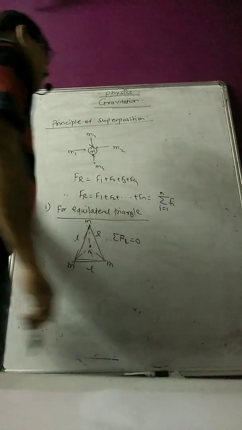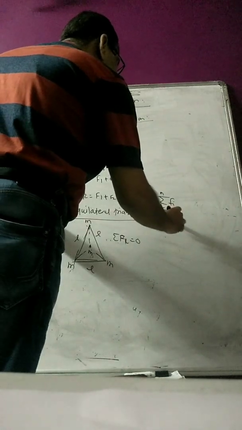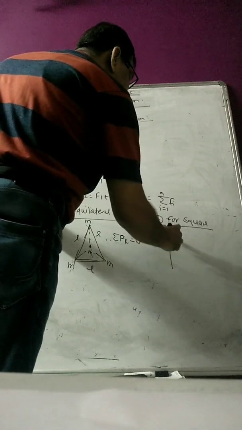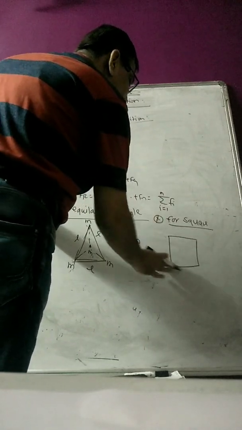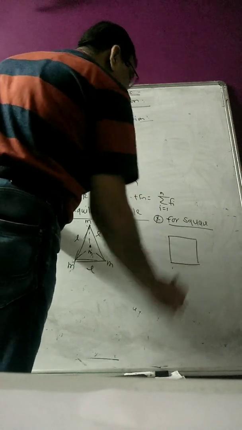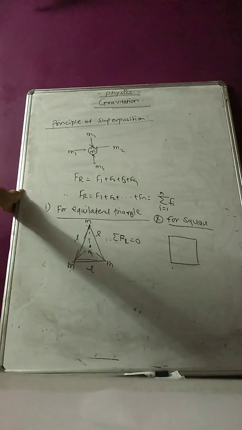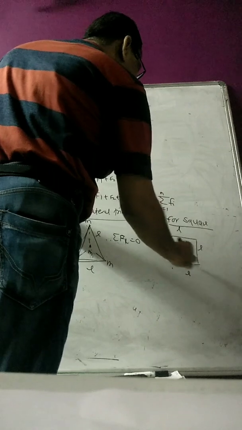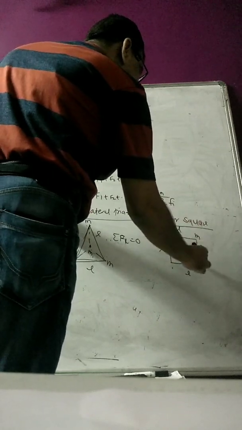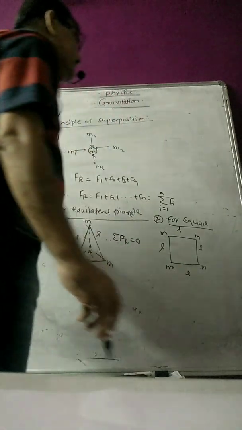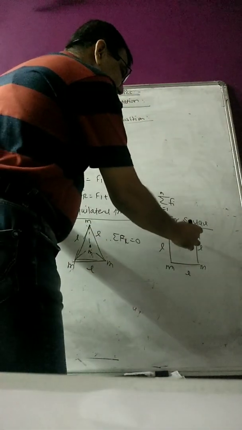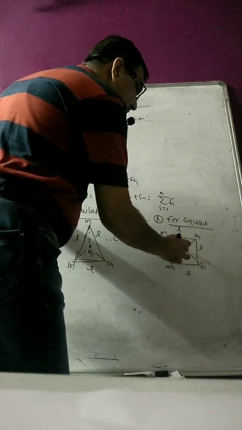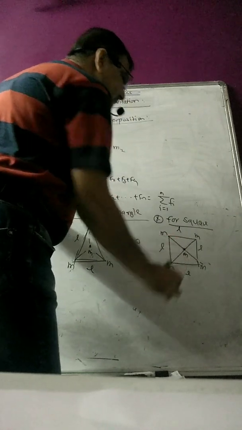If I consider a square, for example, a square has all four sides the same. Suppose this is the square, and the side of the square is L, L, L, L. And four equal masses are kept at the four corners of that square. And there is one particle kept exactly at the point of intersection of the diagonals.